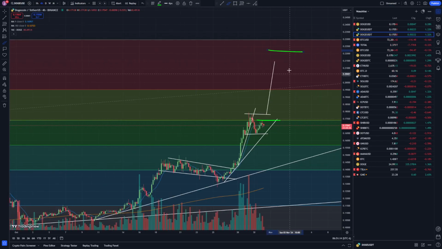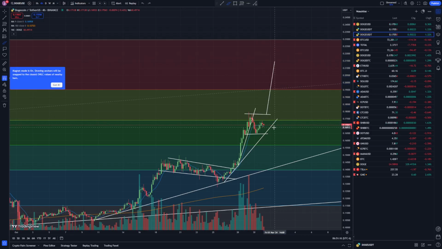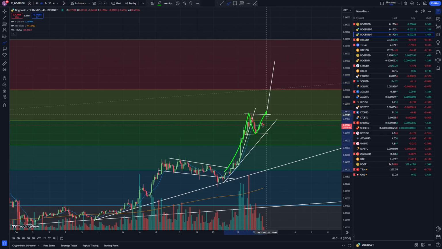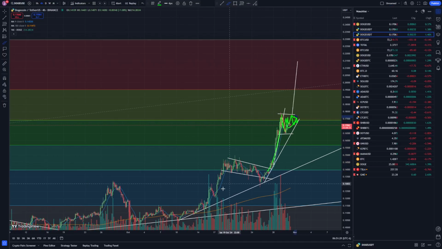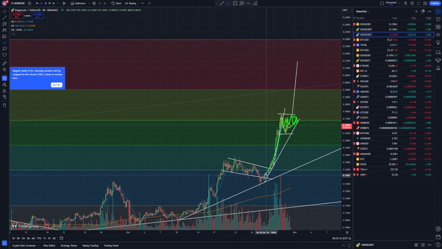And this little target comes from that little possible flag pattern that we're forming. We haven't really quite formed it yet, but we just need to kind of go sideways for a little bit longer, and then we'll have that consolidation, and then it could be another flag pattern like the one we were looking at back here. Similar anyways. So yeah, those are some of the things that I'm looking at on Dogecoin today.